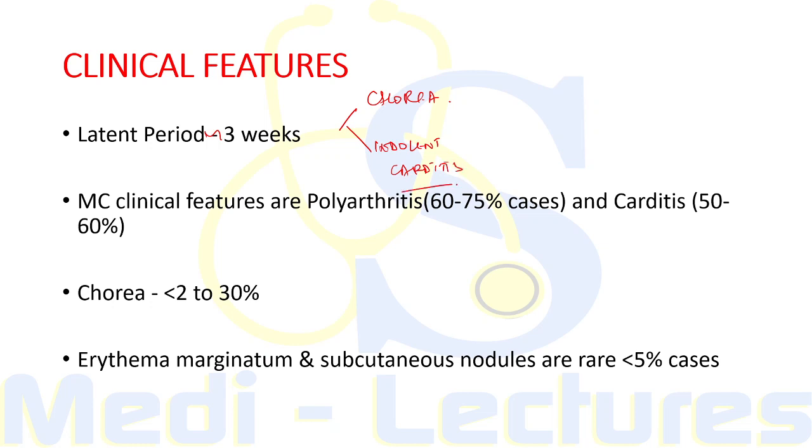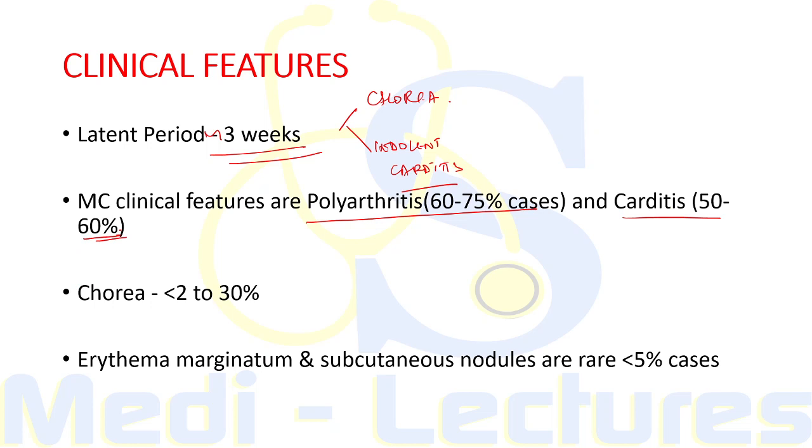So these are the two clinical features which may follow prolonged latent periods lasting up to 6 months, and the rest of the clinical features usually follow a latent period of 3 weeks, which can vary from 1 to 5 weeks. Now the most common clinical features are polyarthritis, which is seen in 60 to 75% cases, followed by carditis, which is seen in 50 to 60% cases.